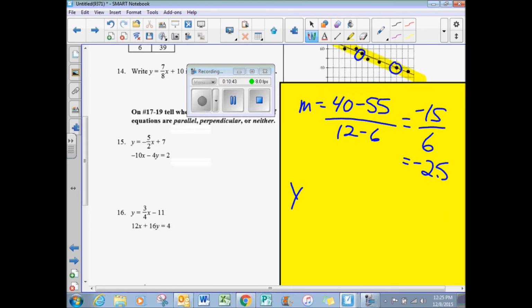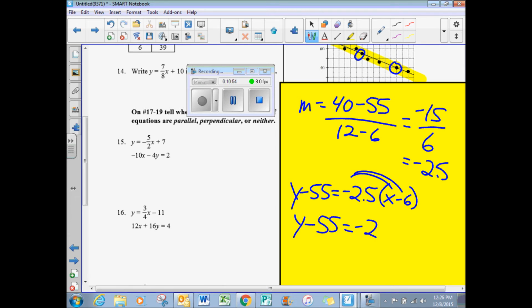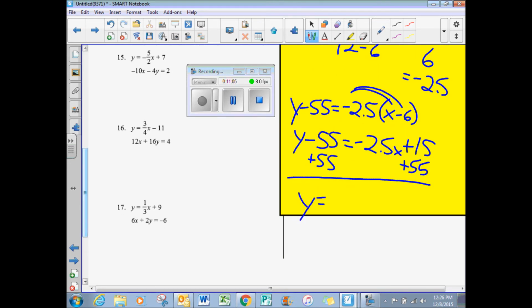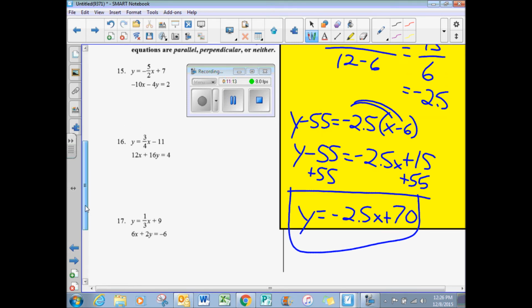So I have y minus 55 equals negative 2.5 times x minus 6. Distribute, and I get y minus 55 equals negative 2.5x plus 15. And I add 55 to both sides, and I get y equals negative 2.5x plus 70. Okay? Makes sense, right? I mean, that's my line.